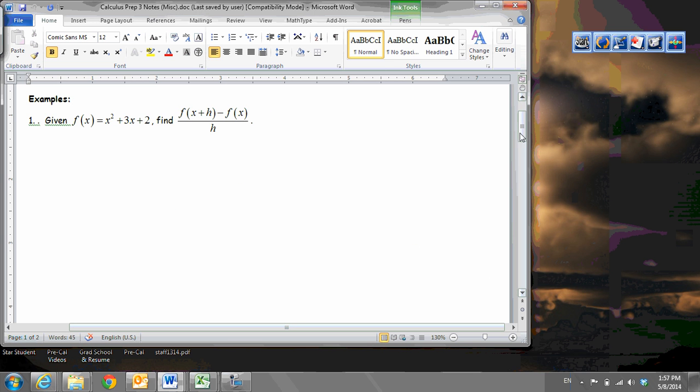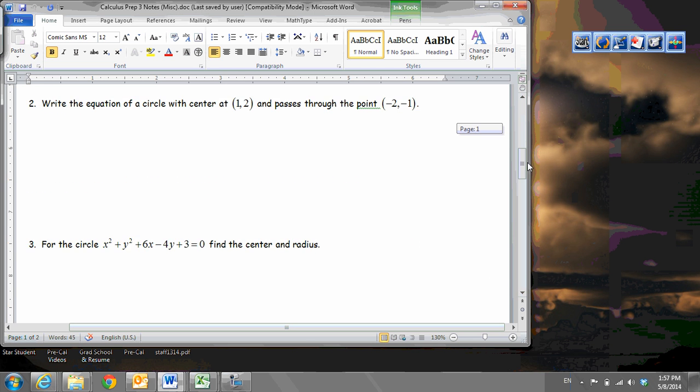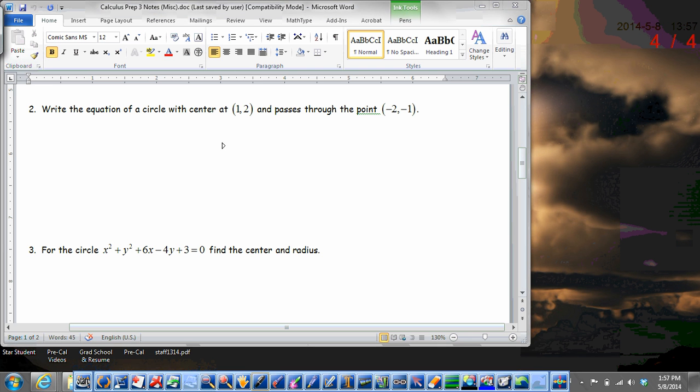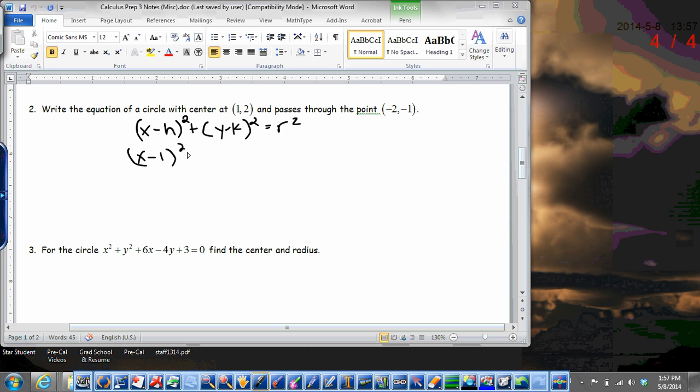All right. Number 2 and 3 on our notes here have to do with conic sections and more importantly circles. So hopefully you recall that the equation for a circle was (x minus h) squared plus (y minus k) squared equals r squared. Well, we know our center, so that's (x minus 1) squared, and (y minus 2) squared equals r squared. Then I'm going to take my other point and plug it in for x and y, because that's what it is, right? X comma y. So (negative 2 minus 1) squared plus (negative 1 minus 2) squared equals r squared.